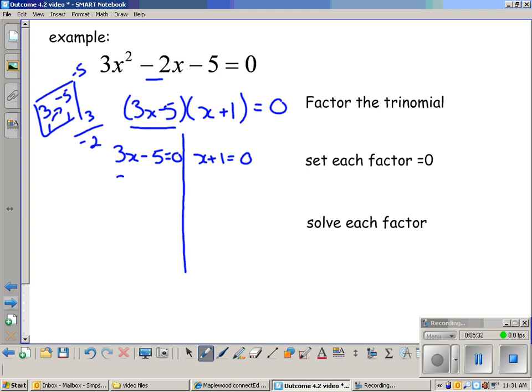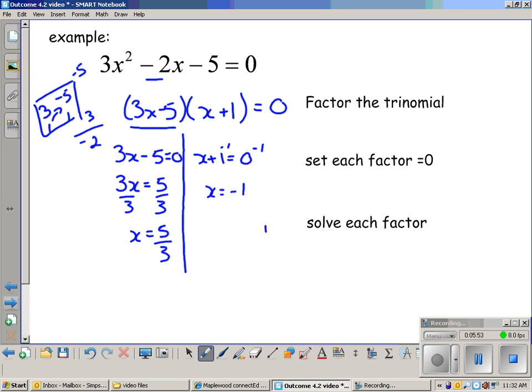Adding 5 to both sides gives me 3x equals positive 5. Divide both sides by 3 gives me x equals 5 over 3. Our second factor, I'm going to take away 1 from both sides, and I get x equals negative 1.